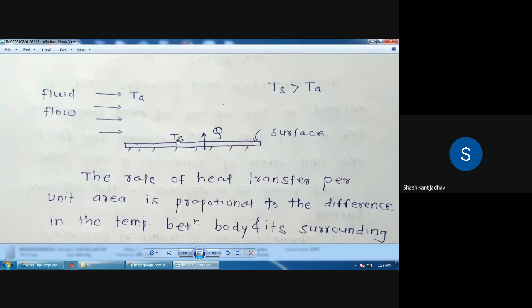That is nothing but convection. So all of you write down this diagram first. Draw this diagram: surface plate having temperature Ts, heat transfer rate Q, fluid flow having temperature Ta, and Ts is greater than Ta. Okay. Then write down Newton's law of cooling.